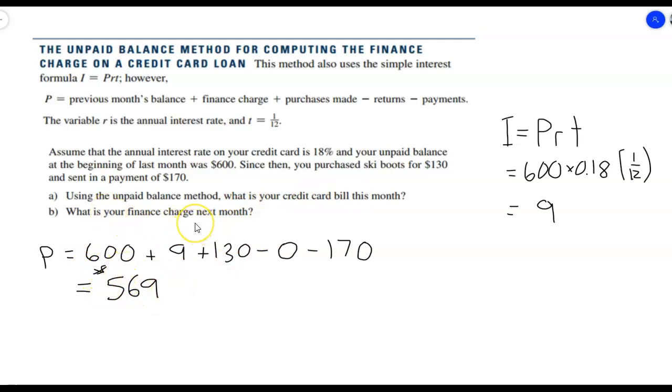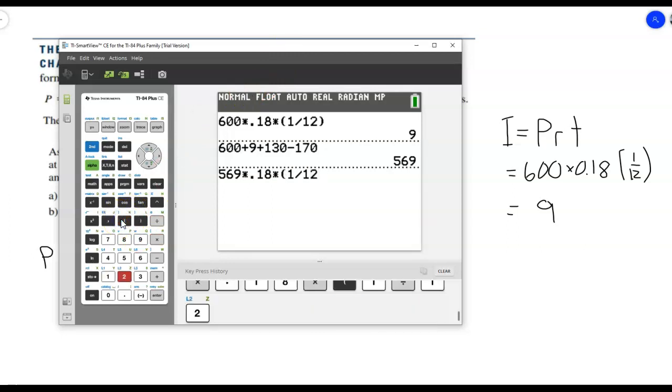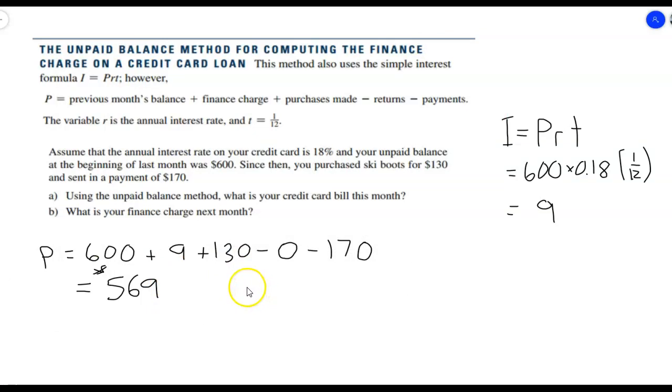And it says, what is your finance charge next month? Well, you're just going to put this 569 into this formula right there. So that's going to be 569 times 0.18 times 1/12, or 1 divided by 12. All right, and we get $8.54 when we round. All right, let's go ahead and move on.